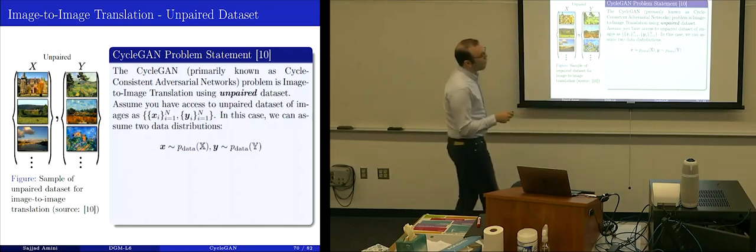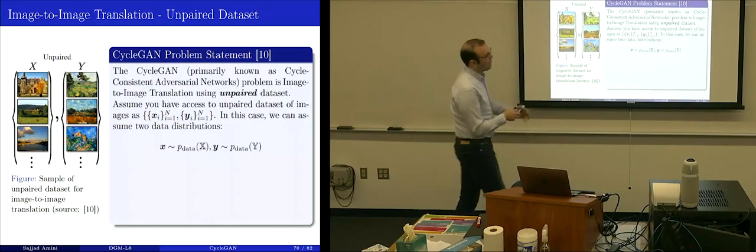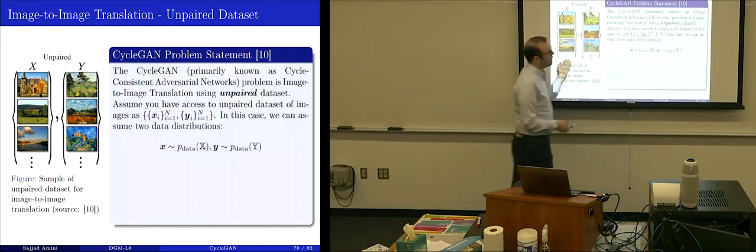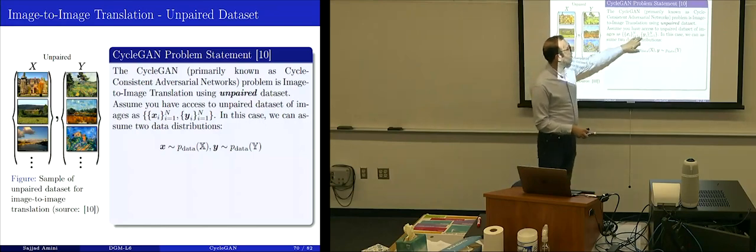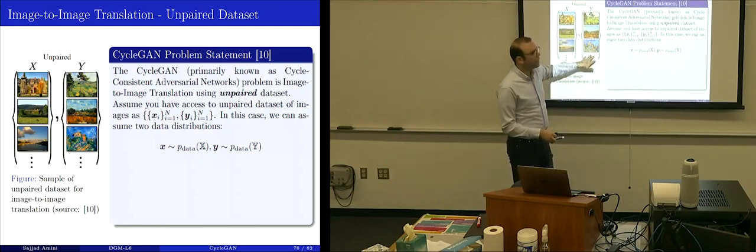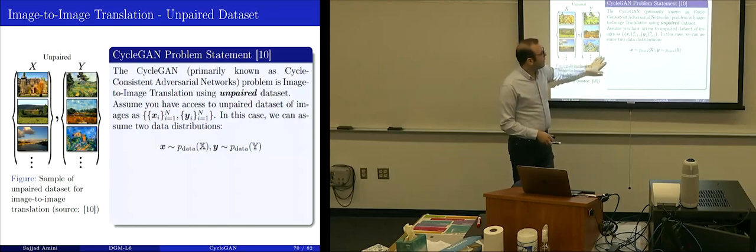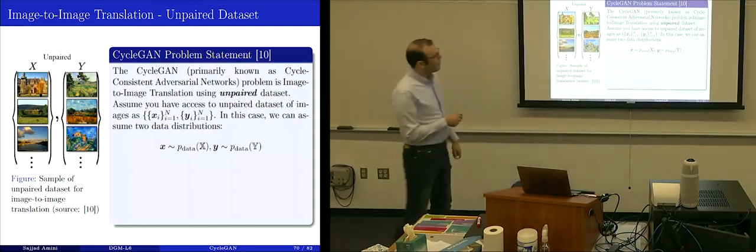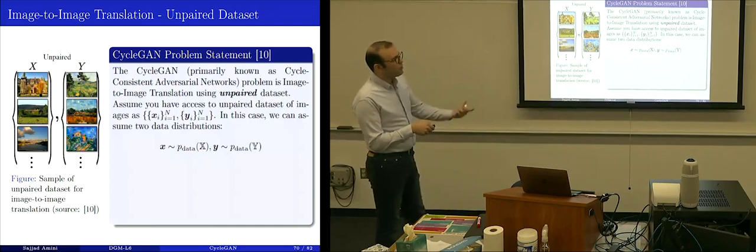So what happened? You have access to this data set. Pay attention that you do not have the paired data set. You have some xi that are coming from one of the painters, and yi's that are coming from the other painter. In this case, you have two different distributions.